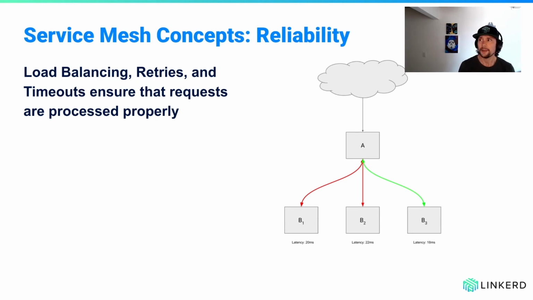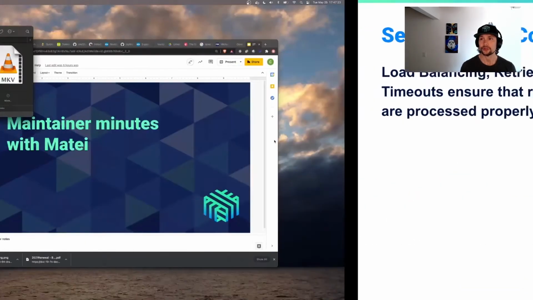So those are the main concepts. We've got observability, security, and reliability. If we have time, I'll get into the retries and timeouts. One of the things that we will do is I'll show you the per route metrics that we can configure in Linkerd. So with that, why don't we jump straight into the demo?